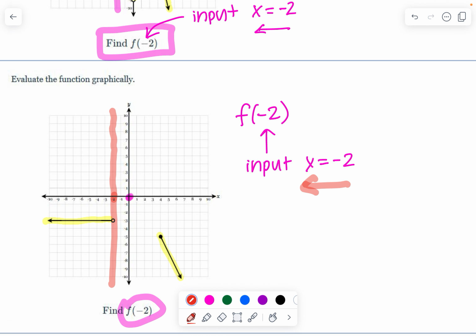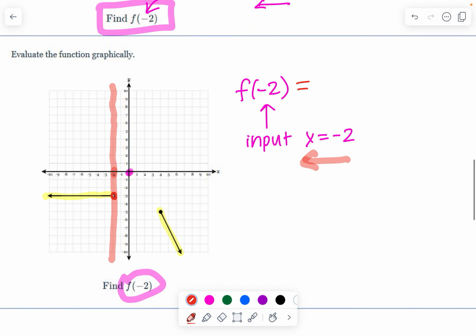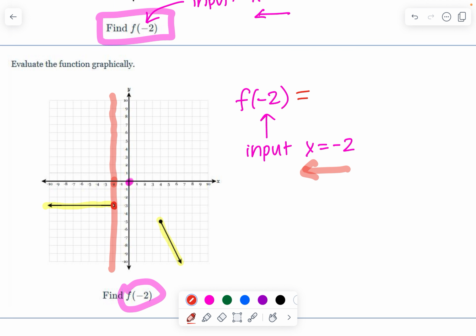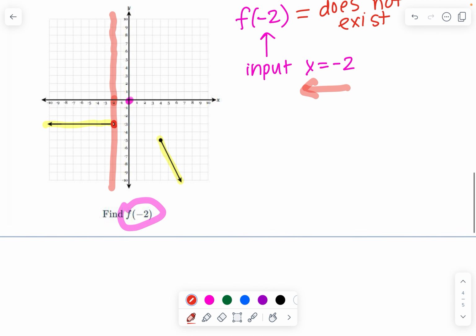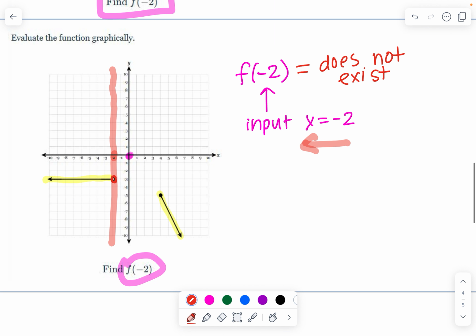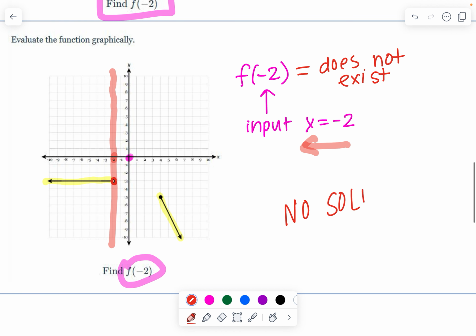What happens if we're at the open circle right over here? What happens if you have nothing there, like the open circle represents nothing, is you can say that this function either does not exist, f of -2 does not exist, or there should be a button that says no solution because there's nothing there, right?